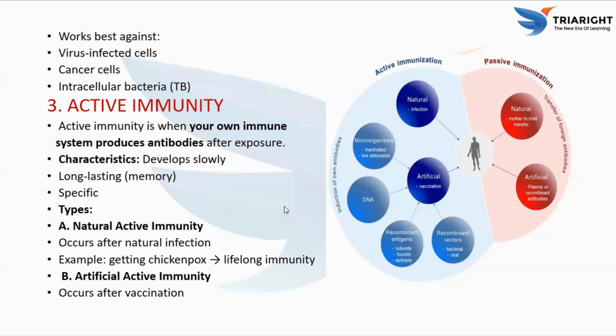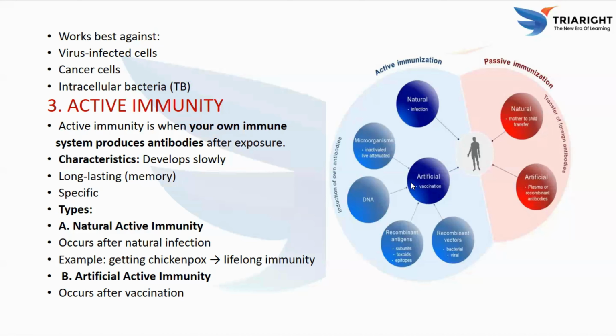And here is a diagram which shows you both active immunization and passive immunization. This means your immune system is activated and produces its own antibodies. So, natural active immunity and artificial active immunity. Natural active immunity happens after a natural infection, for example measles and chickenpox. There is no medical intervention.